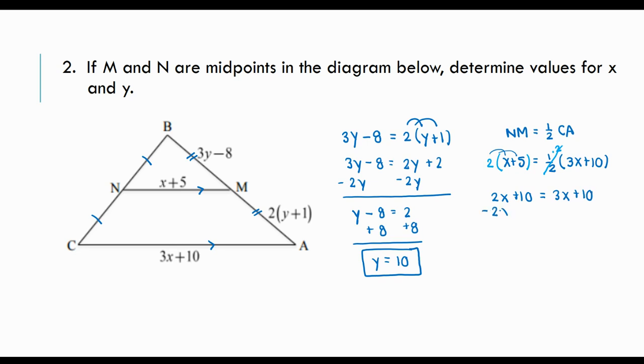So I'm going to subtract 2x to get the x's together. So 10 is going to equal x plus 10. I'm going to subtract 10. So it looks like we get x to equal 0. And hopefully that makes sense. If I was to plug in 0 for x's, notice that that would give this NM a length of 5, and it would give CA a length of 10. 5 is half of 10. So that makes sense.